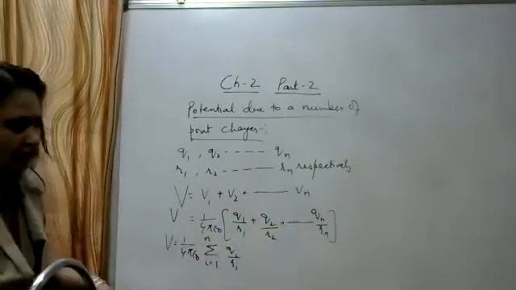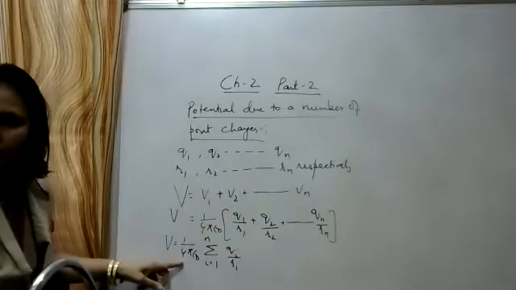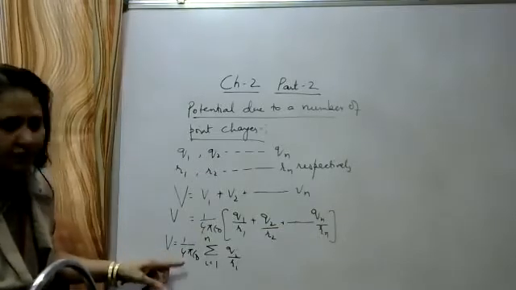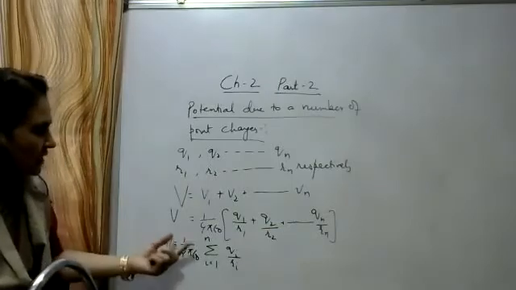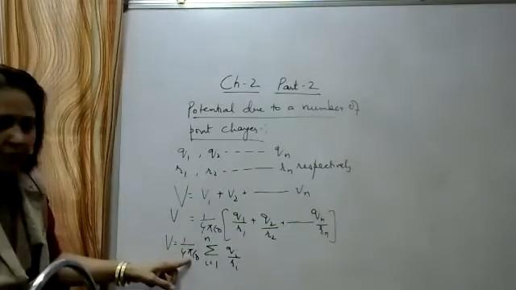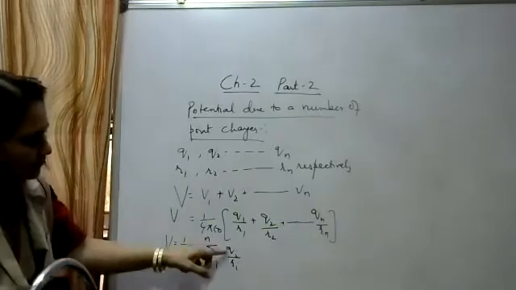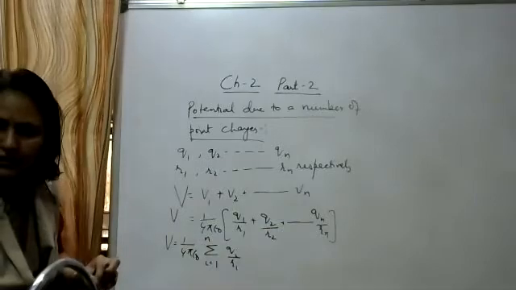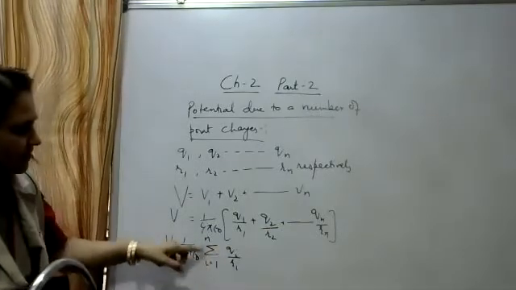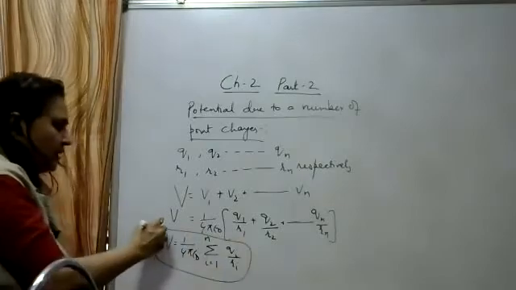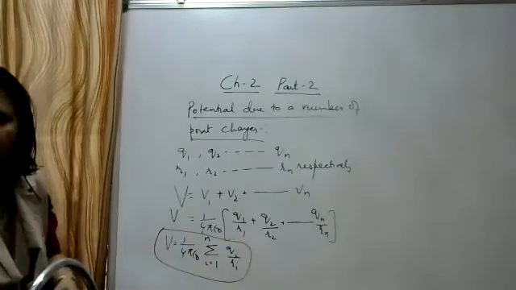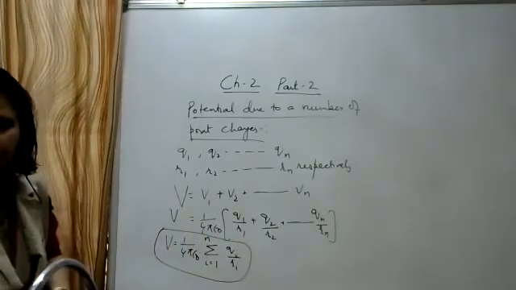This way we write down. So the total potential due to a number of point charges will be the algebraic sum of the potentials of individual charges. So 1 upon 4 pi epsilon naught summation of Qi upon Ri, for any ith charge where i is varying from 1 to n. So this is the total potential due to a number of point charges.